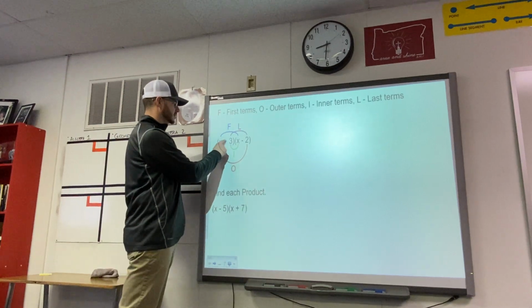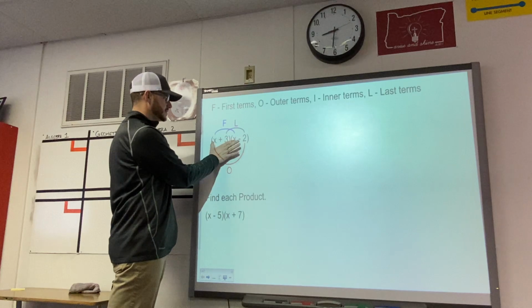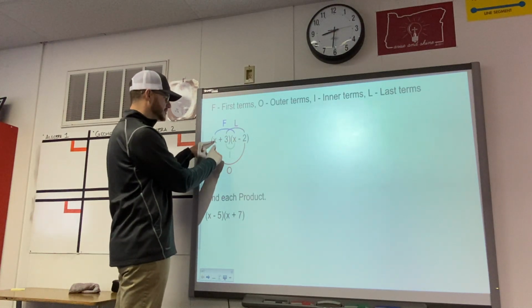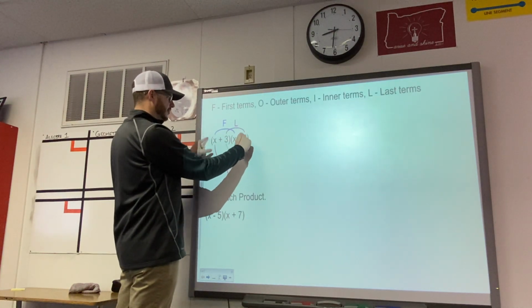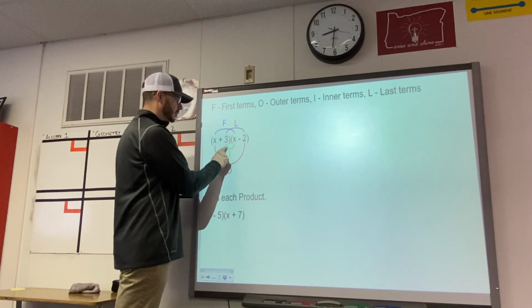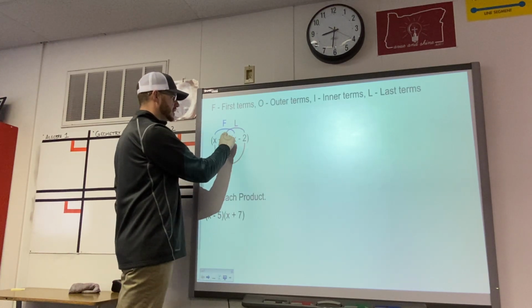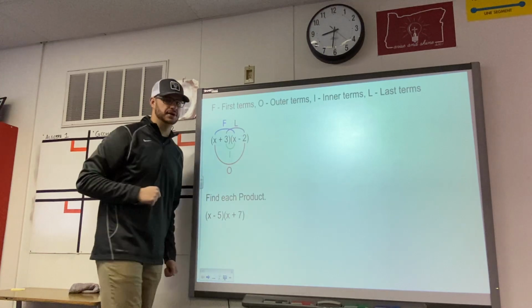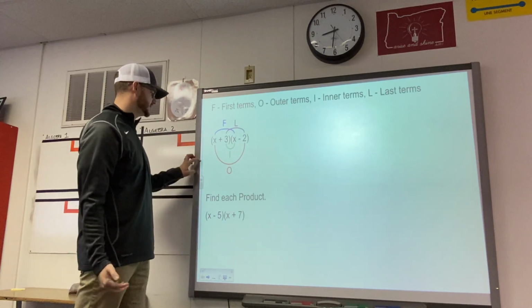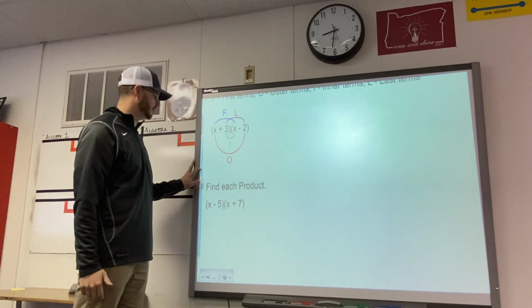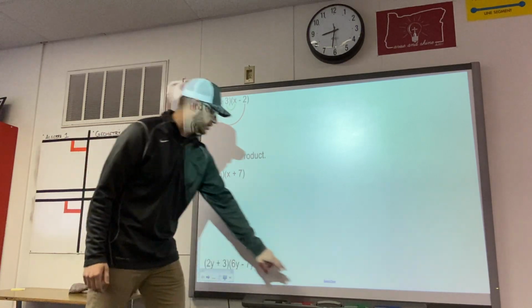So in this case, we would multiply our first terms first, then we would multiply our outer terms, so the first and the last term, then we would multiply our inner terms, and then we would multiply our last terms. Again, it's really just another method of using the distributive property. So let's go ahead and walk through one of these.